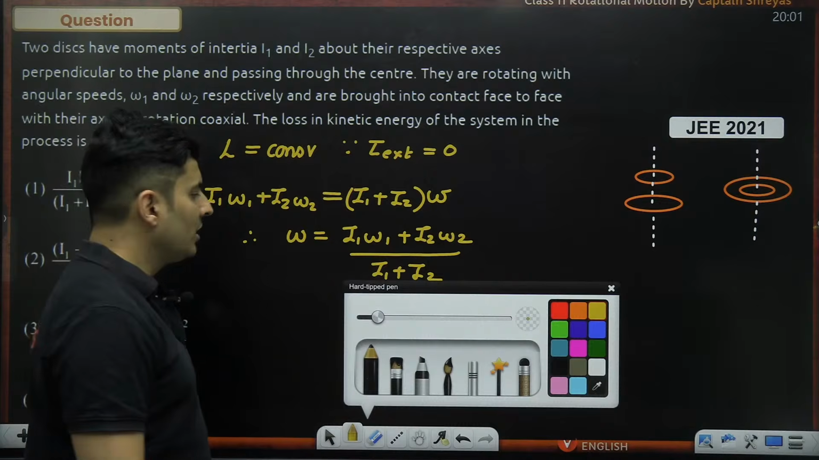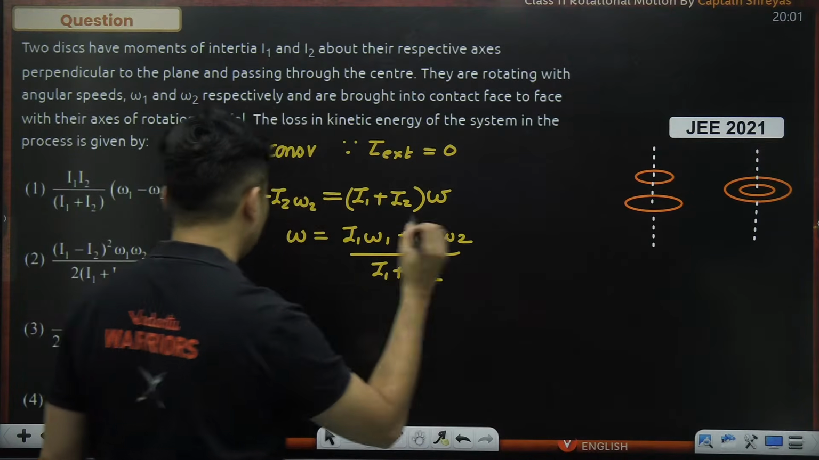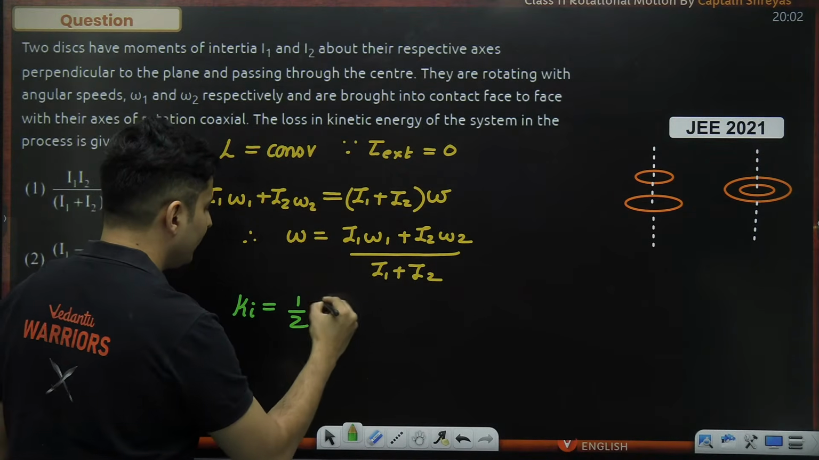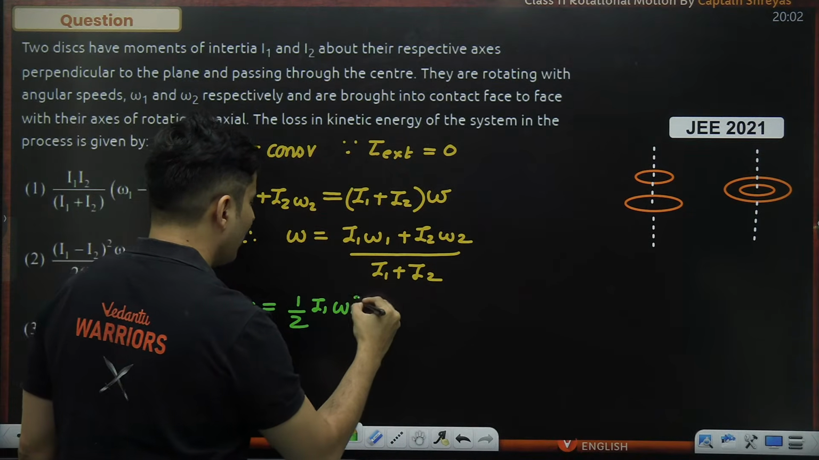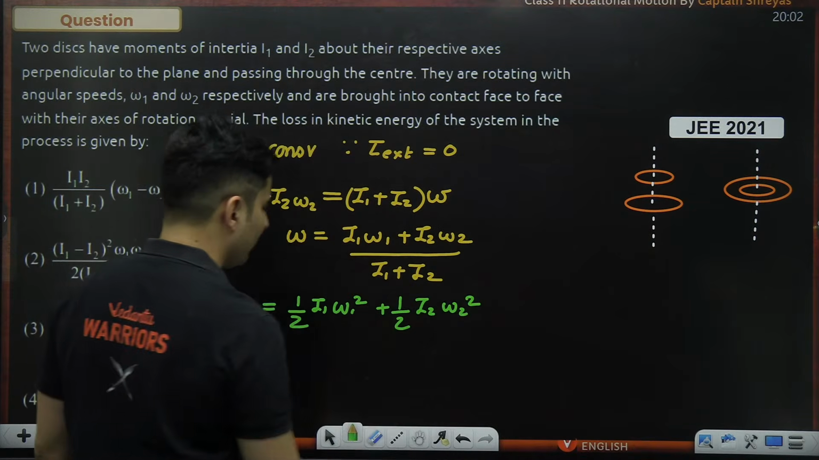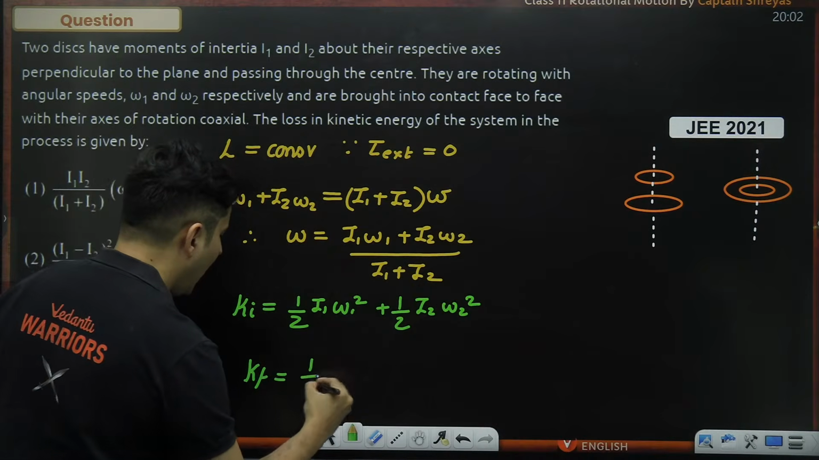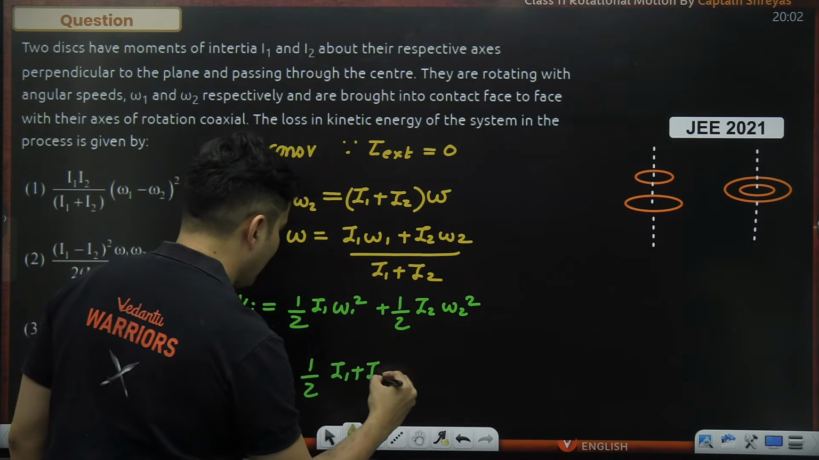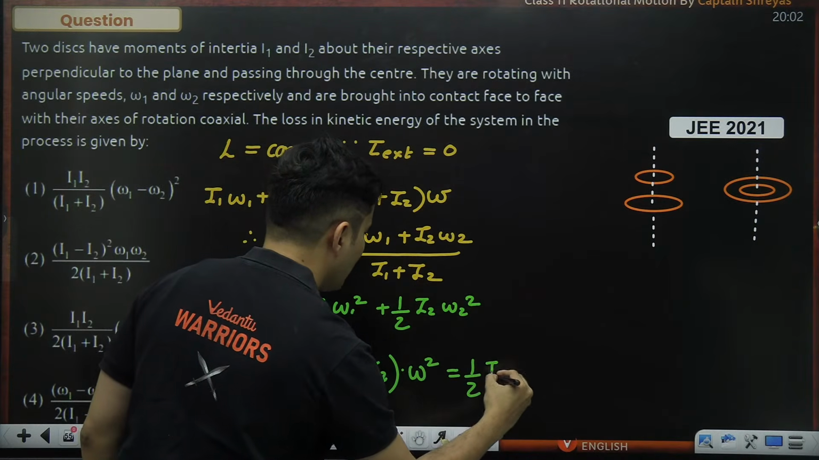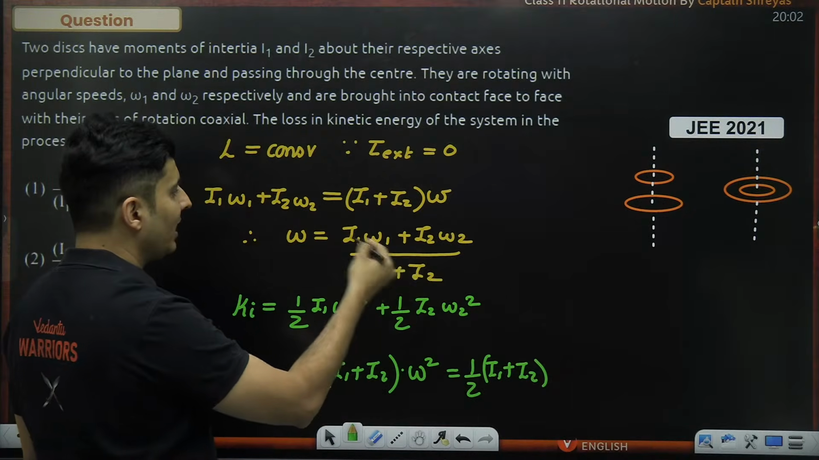Now, the question is not that. Question is figure out the loss of kinetic energy. So let's figure out how much was it there initially. So initial kinetic energy was half I1 omega 1 square plus half I2 omega 2 square. What is there finally? So Kf is half I1 plus I2 into omega square, which is half I1 plus I2 into omega. Final omega is this one.